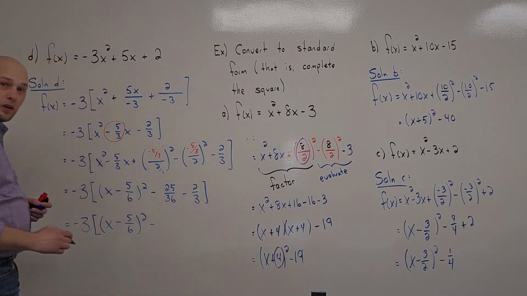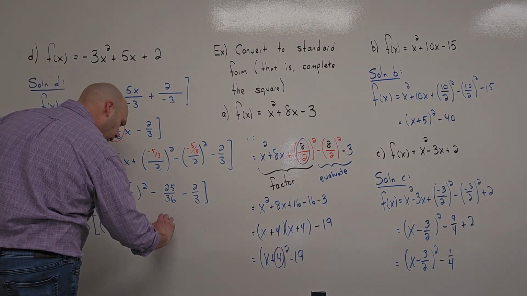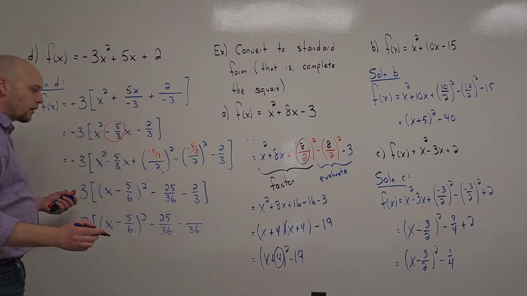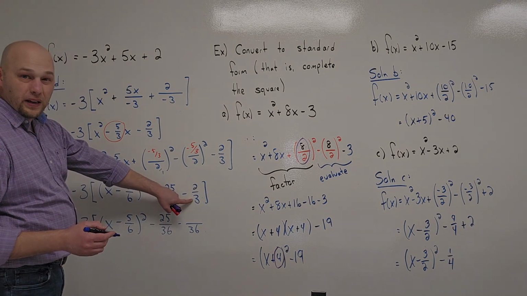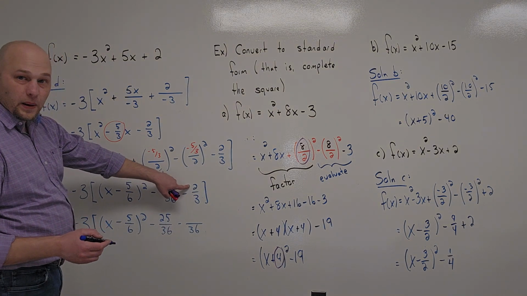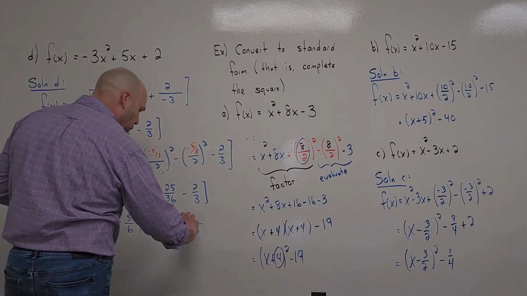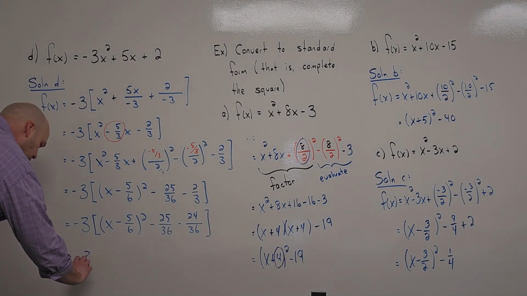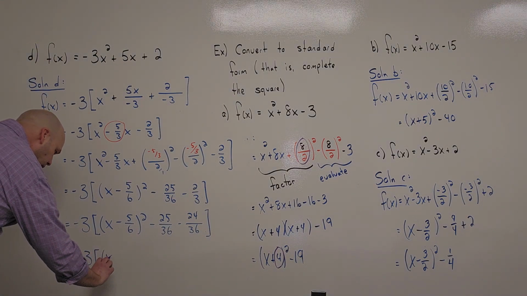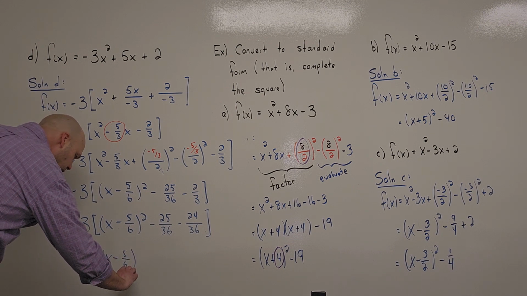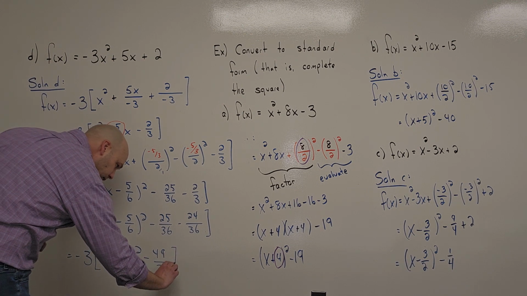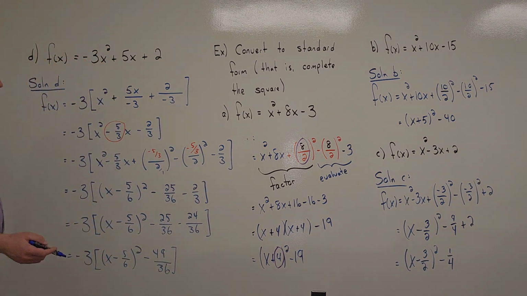Common denominator between those two would be 36. So I've got 25 over 36 minus, if I put 36 on the bottom, in other words 3, I had to multiply that by 12. So that means I have to multiply the top by 12, so 2 and 12 will give you a 24. And that would give me negative 3 times x minus 5 over 6 squared, and then minus 49 over 36. Hopefully that's still on screen. Oh yeah, we're good.